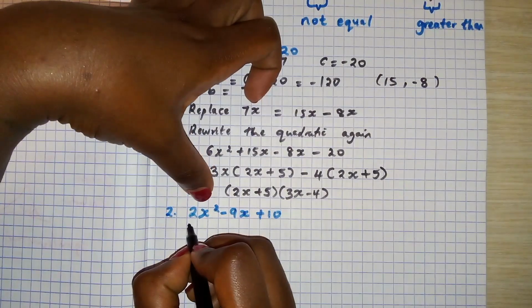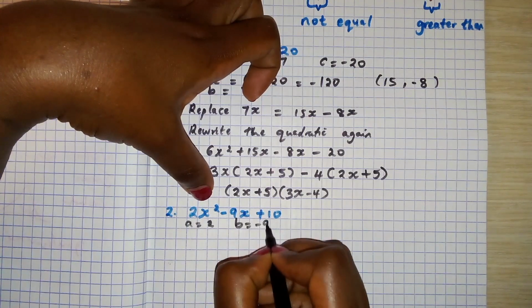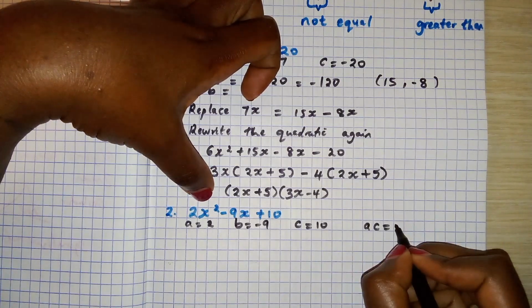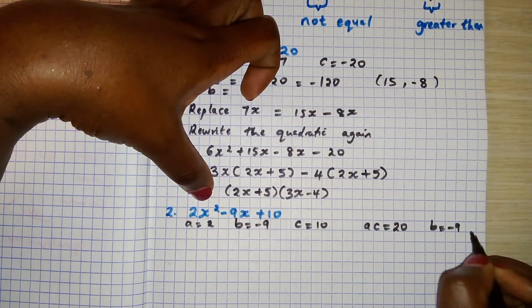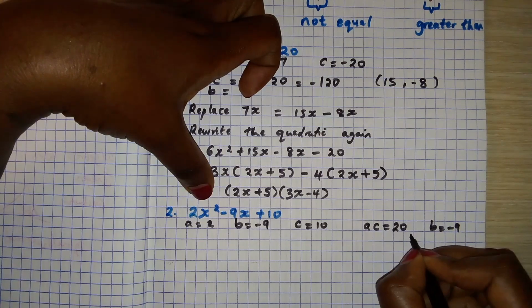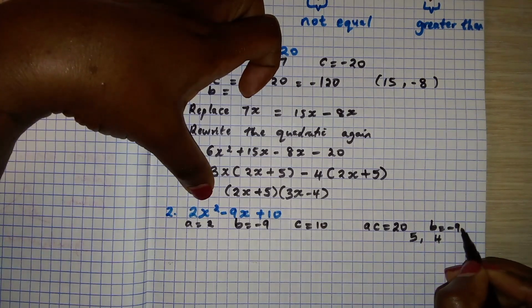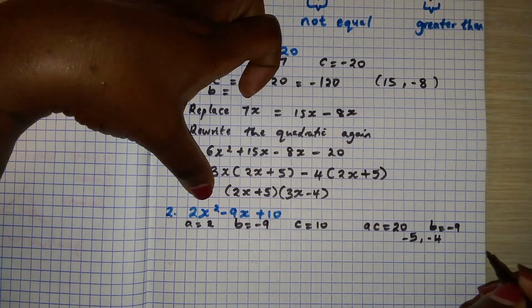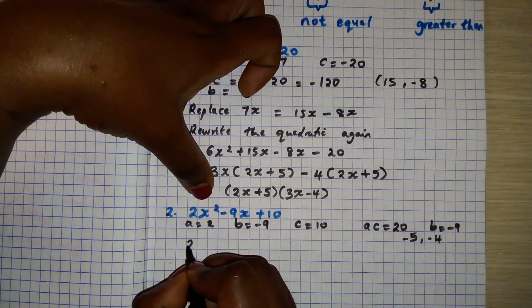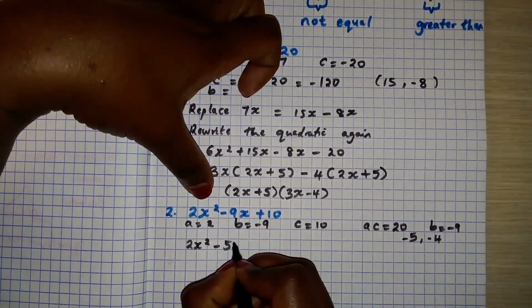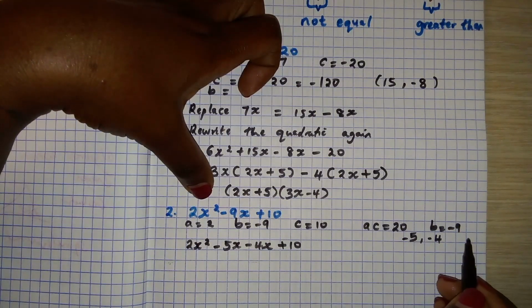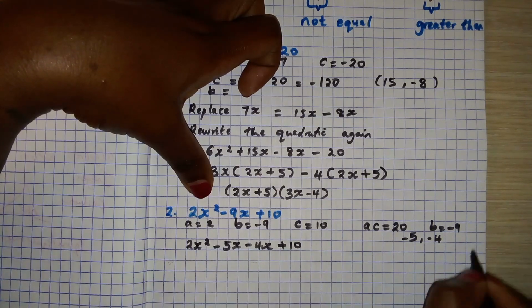So now you get the concept. We start with a is 2, b is negative 9, and c equals 10. So AC is 2 times 10, which is 20, and b is negative 9. Two factors of 20 that will give us a sum of negative 9 would be 5 and 4. But to make it a negative 9, it means we minus these two numbers. So now we go ahead and replace this 9x with these two factors. We can write it again as 2x squared minus 5x minus 4x plus 10. So we have replaced this one with our new terms.